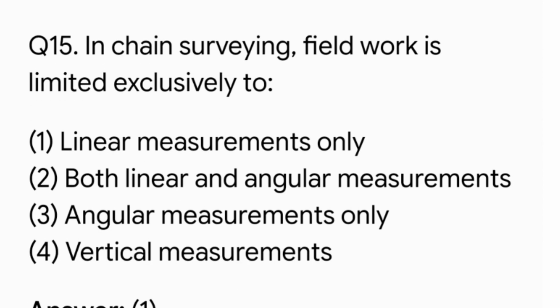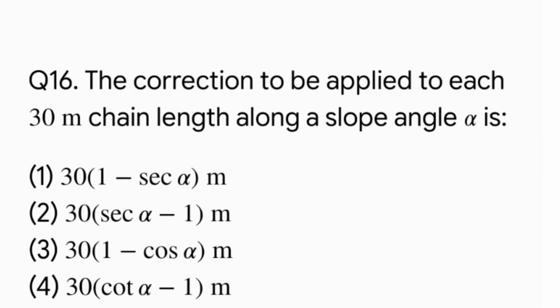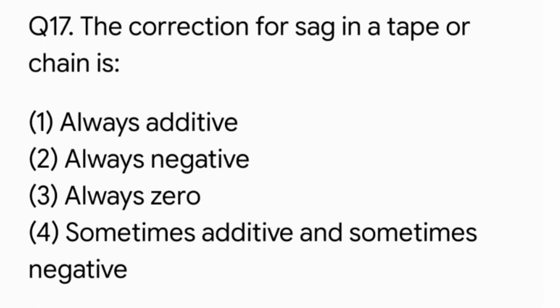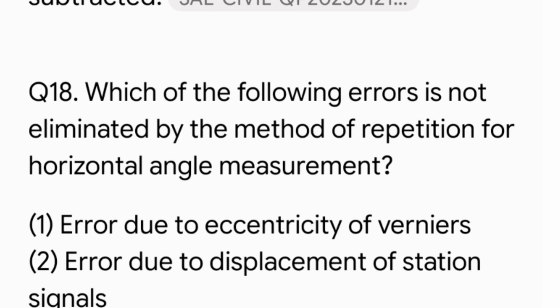In chain surveying, the field work is limited exclusively to linear measurements only. Next question. The correction to be applied to each 30-meter chain length along a slope angle alpha is? Correct answer: 30 (sec alpha minus 1). Next question. The correction for sag in a tape or chain is? Correct answer: always negative.